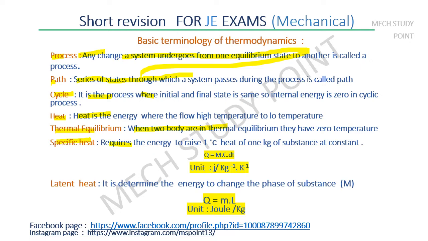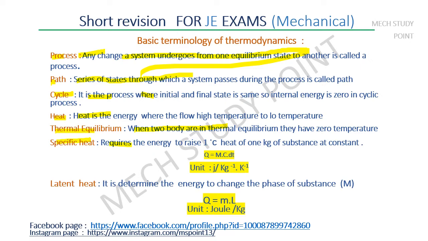Next is Cv, the specific heat at constant volume. It is the heat required to raise the temperature of 1 kilogram of a substance at constant volume. That is called Cv. The difference is Cp minus Cv is equal to R. That is Mayer's formula. This topic we will discuss in the next video.